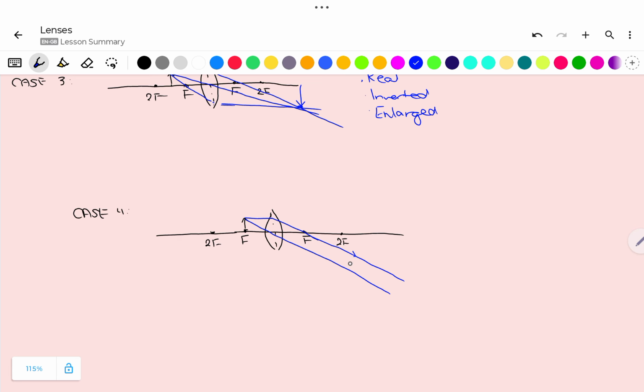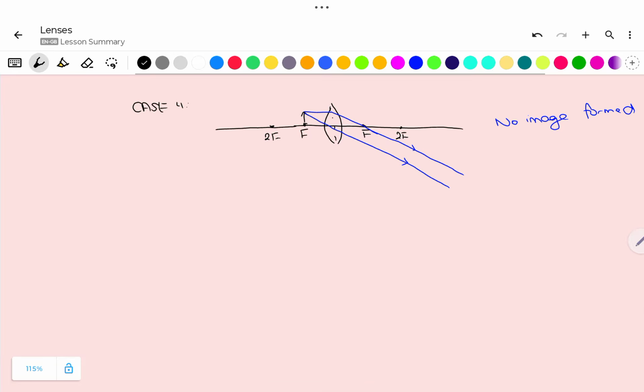And they are not meeting. So here we're just going to say, since they didn't meet, I can't say inverted, enlarged, real, because they're not even forming anything. So I'm just going to say that no image was formed. So at f exactly, no image will be formed. Okay, case 5.